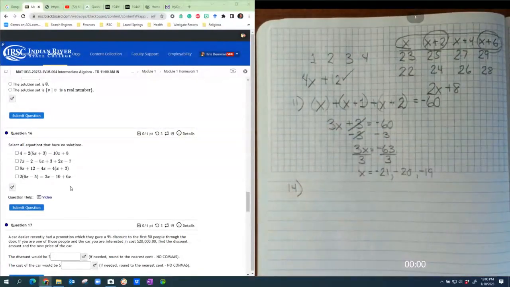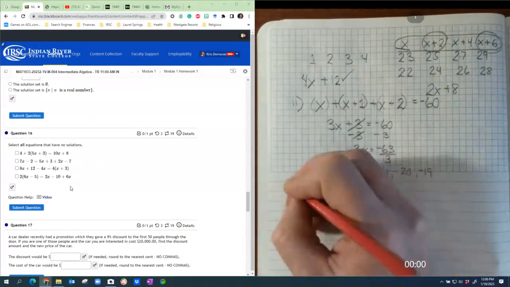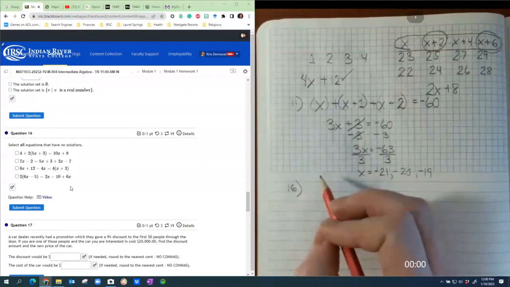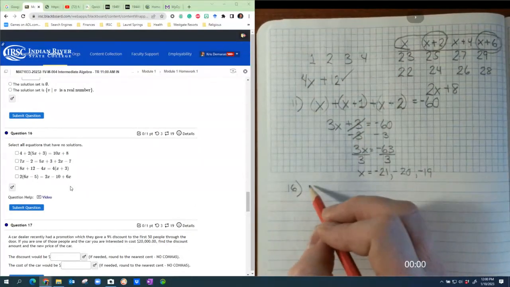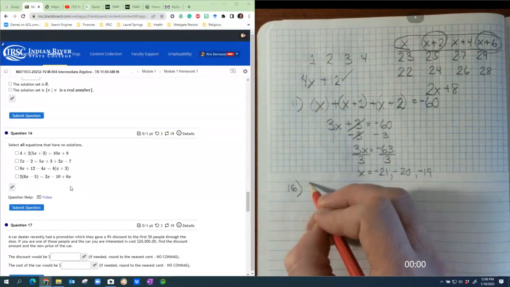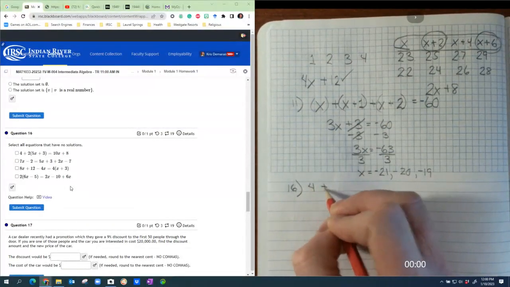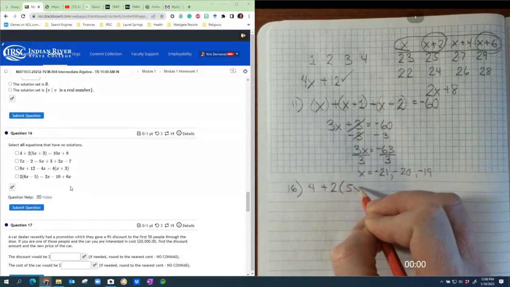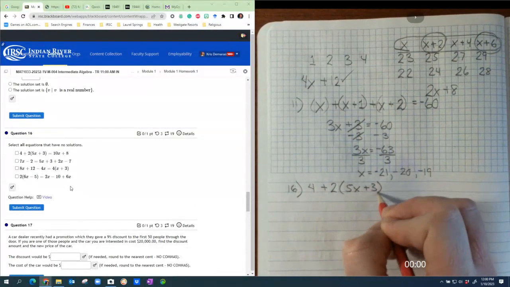This one says select all equations that have no solutions. This one is going to take a little bit of time because you have to do each one of them. What you want to do is see if they don't equal each other, so they're going to knock out. Let's take a look at this. We're going to do these each individually.